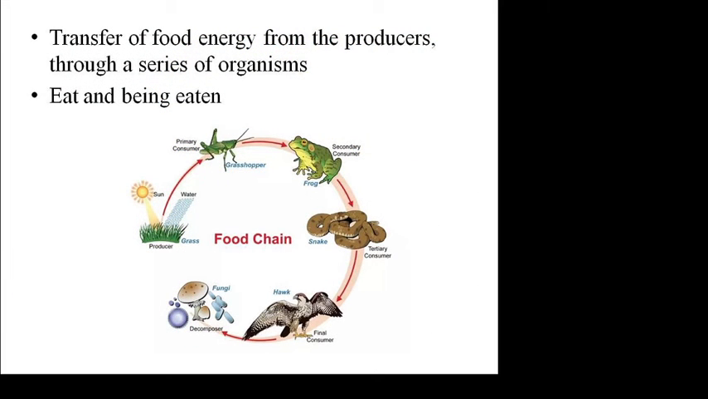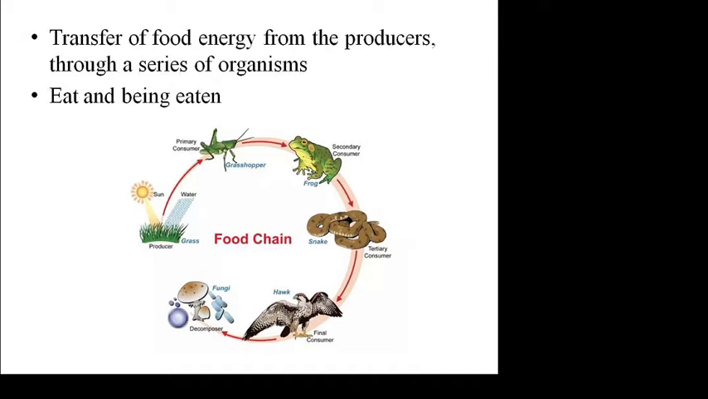So basically, food chain means transfer of food energy from the producers through a series of organisms. So basically we are talking about eating and being eaten. This is how nature works. Now here you can see grass is there. Those are the primary producers. They fix the solar energy, then carry out the process of photosynthesis and prepare food.